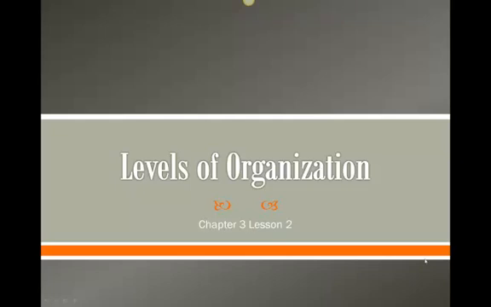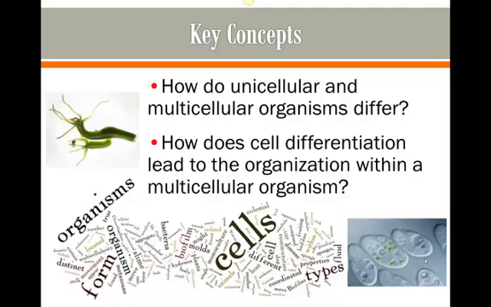In lesson 1, we looked at the life cycle of a cell, and now we're going to look in lesson 2 at how cells are organized. So their levels of organization. The two key concepts to keep in mind and to be able to answer by the end of this podcast are: how do unicellular organisms and multicellular organisms differ? And how does cell differentiation lead to the organization within a multicellular organism?